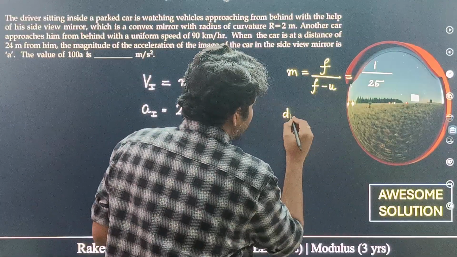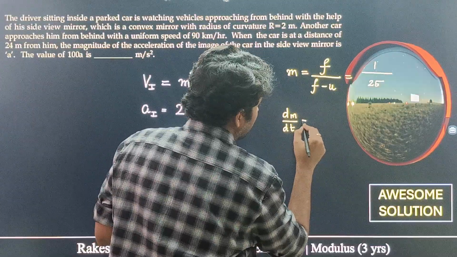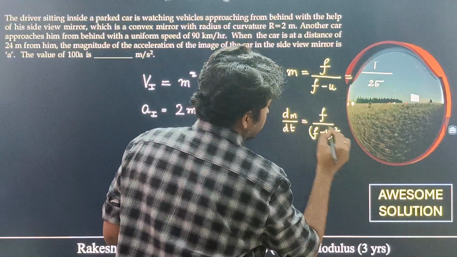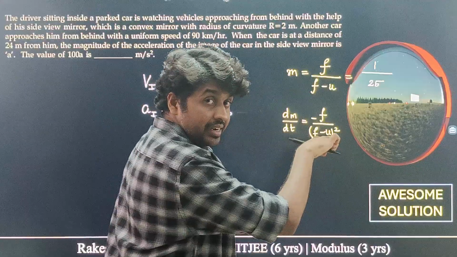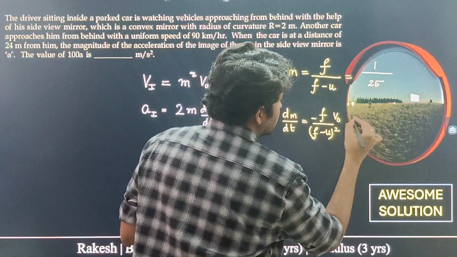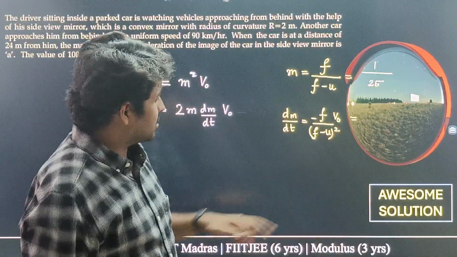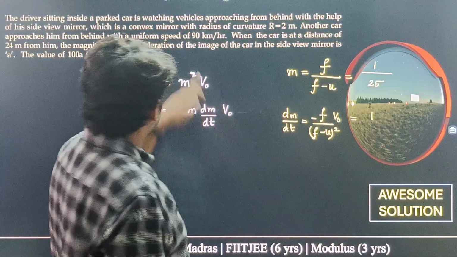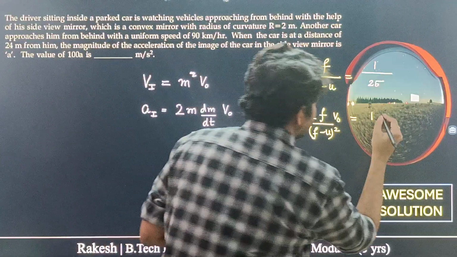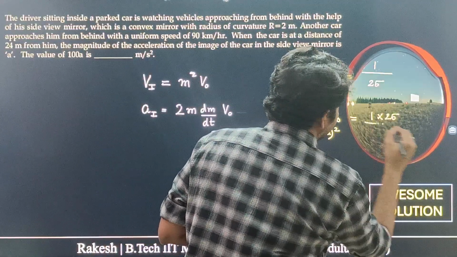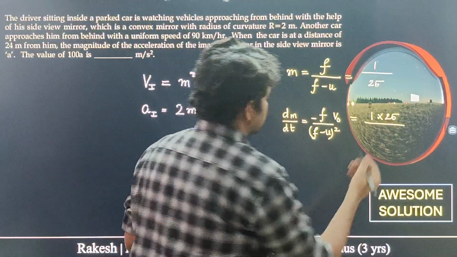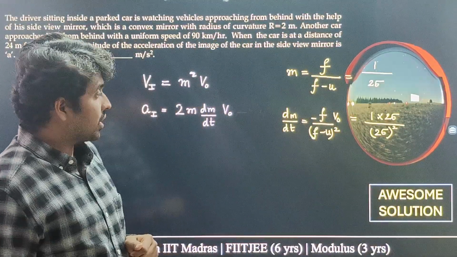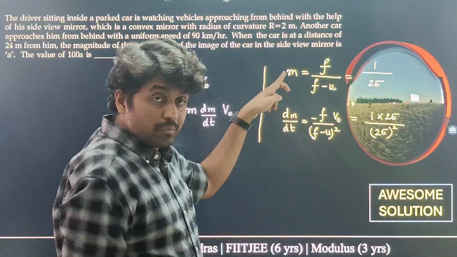Next, we need to find dm by dt. If I differentiate this, dm by dt equals minus f by (f minus u) whole square, times du by dt, that is velocity of object. f is 1, v naught is 90 kilometers per hour, which is nothing but 25 meters per second, into 1 divided by (f minus u) whole square, where f minus u is 25 square. So we have got the value of m and dm by dt.